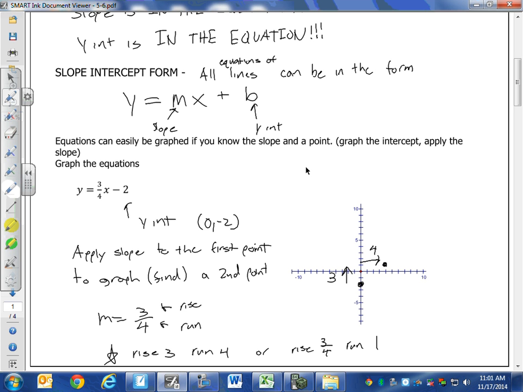Now, to check to make sure this is correct, this is the point 4, 1. I can go into my original equation and make sure it works. If x is 4, is y 1? Well, 3 times 4 divided by 4, that's 12 divided by 4, that's just 3. The 4's cancel. 3 minus 2 is 1. That works. So we just found 4, 1 by applying the slope. Once we have 2 points, we are good to connect and to extend.